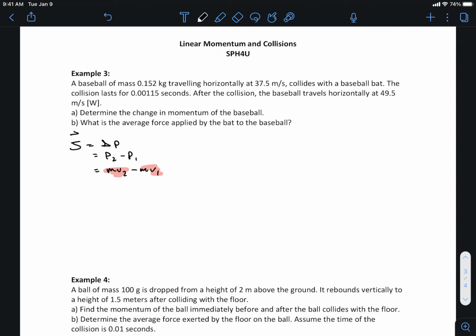So let's do part one here, which is to find P1. P1 is going to equal the mass of the baseball, 0.152, times the velocity it was traveling at originally, 37.5. And you should get a number of 5.7.